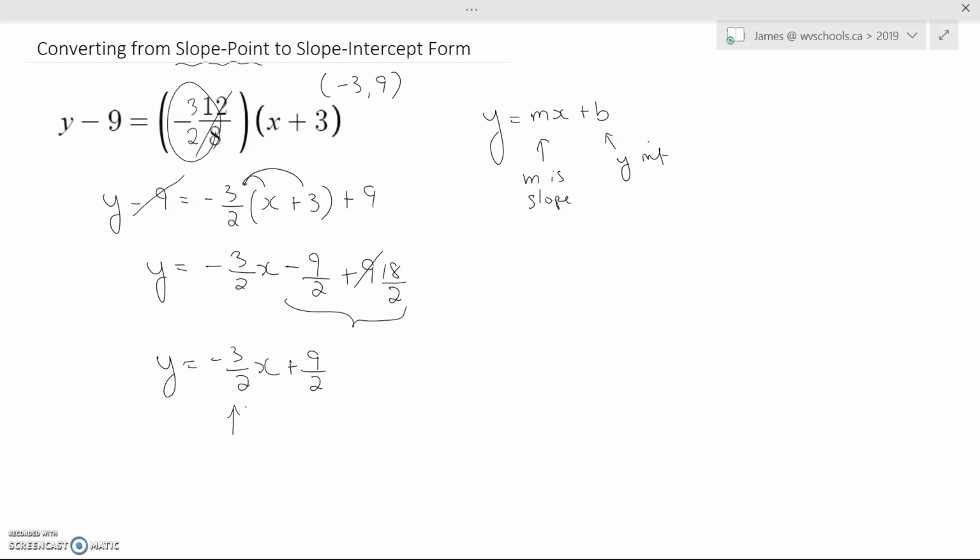So our slope, once again, is the same. It's negative 3 over 2. But I can see my y-intercept here is 9 over 2, or 4.5. Alright, so that is how you take a slope point form for a line and convert it to a slope-intercept form for a line.